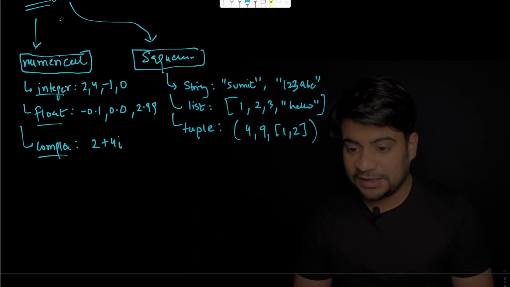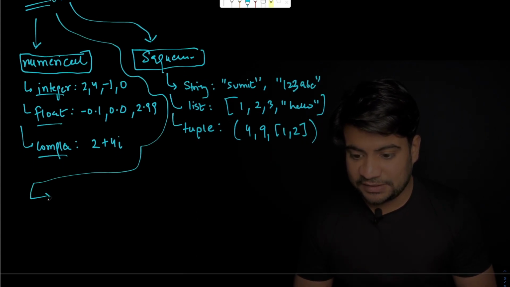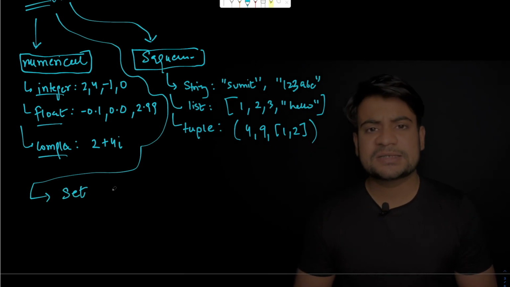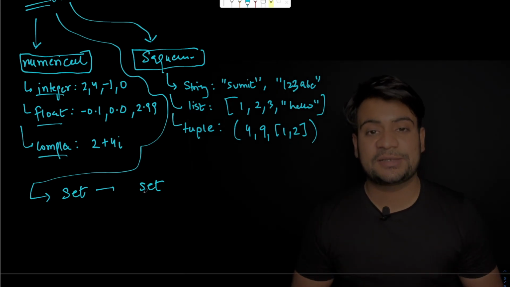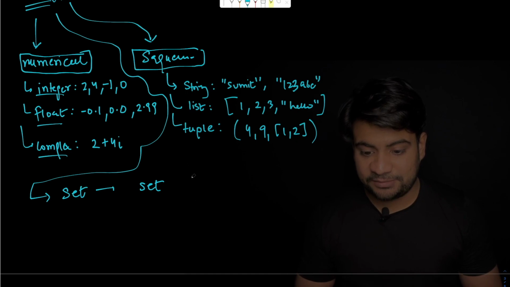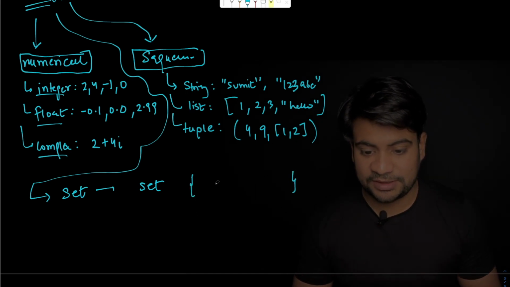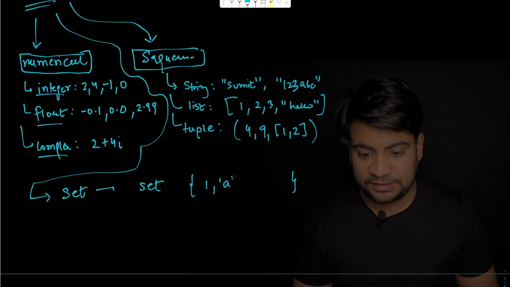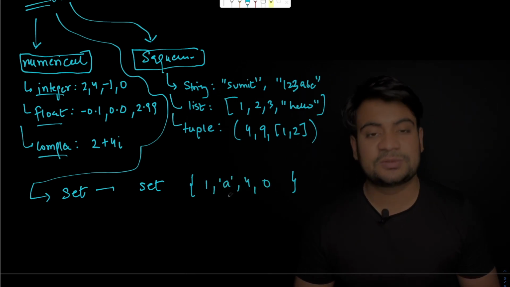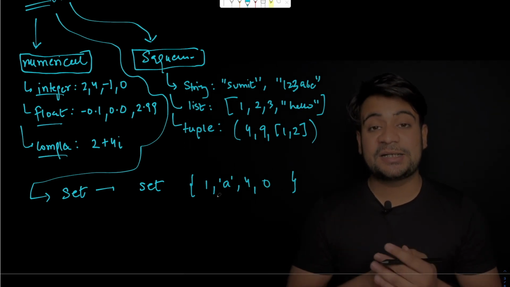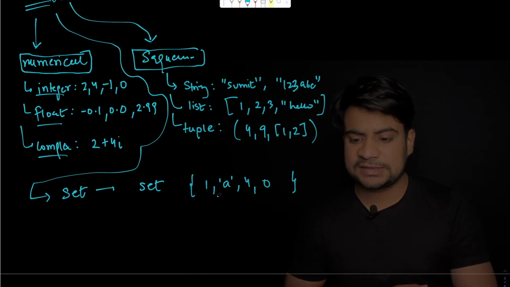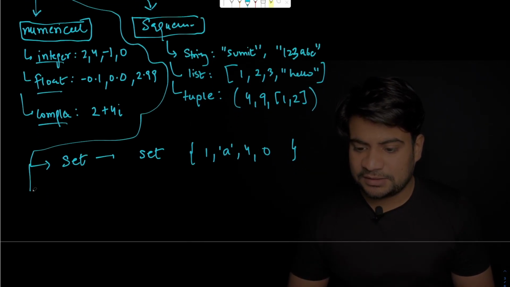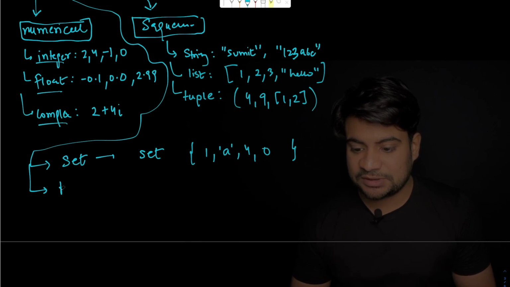Another data type classification that we have is set data type. So set data type can be created using curly brackets. So let's say 1, A, 4, 0. So this is a set data type. Set data type is different than sequence data types because of their properties, which we'll be learning in the next classes. Then after that, we have hashing data types, or better say mapping data types.